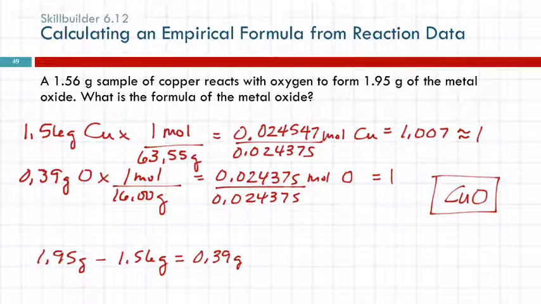Okay? The point of doing this one is to show you that sometimes you're given a mass of one element and a mass of the product, and you have to find the mass of the other element by subtracting. If you use this as the mass of the oxygen, you're going to come up with something crazy.